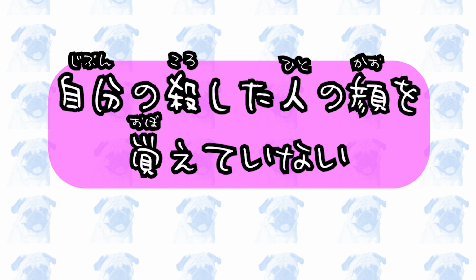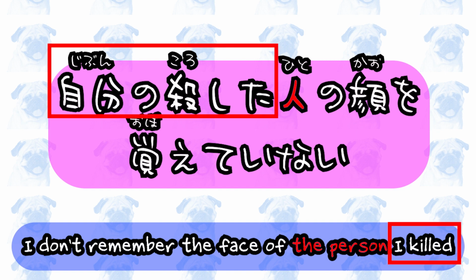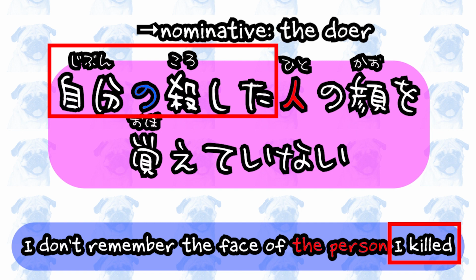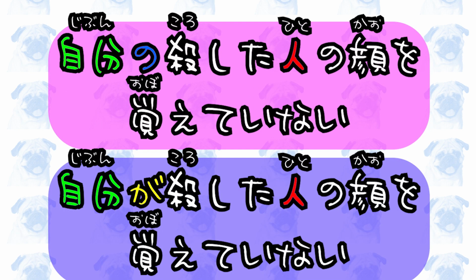自分の殺した人の顔を覚えていない。I don't remember the face of the person I killed. In this sentence, the noun 人 person is modified by the relative clause 自分の殺した, whom I killed. Once again, the particle の indicates that 自分 I is the doer of the killing action, and this の is interchangeable with が.